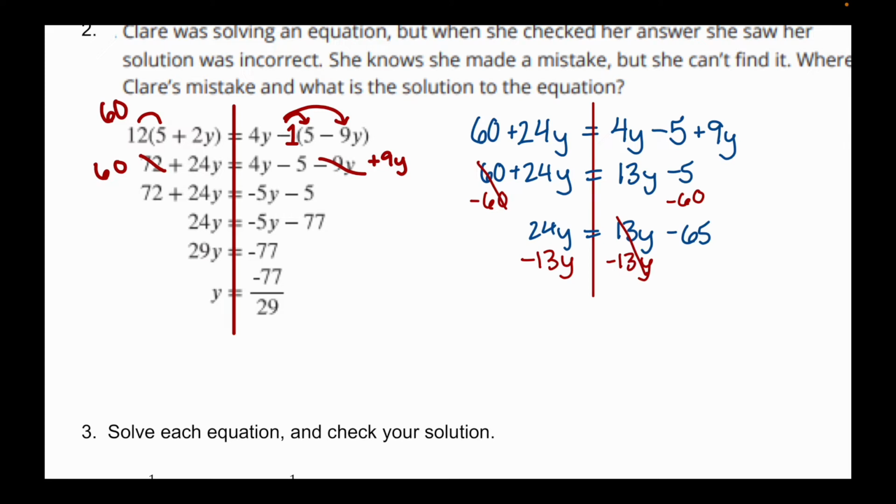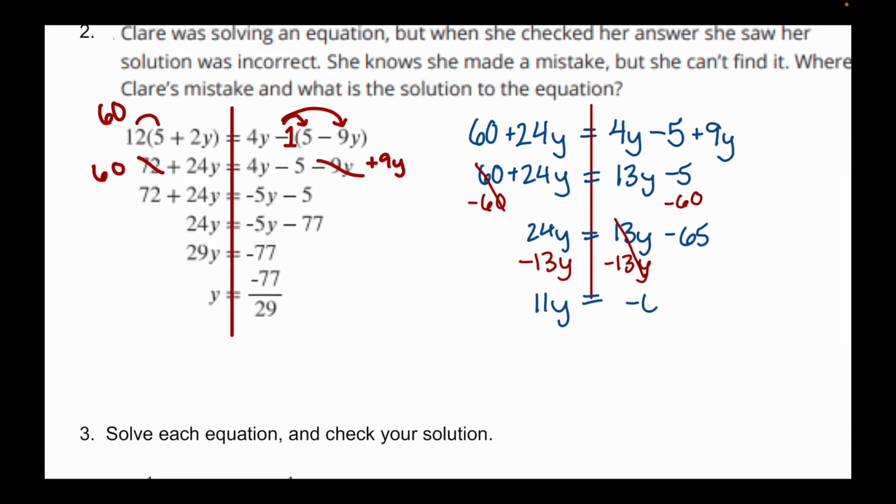So we would have 11y is going to be equal to -65. Okay. 12 times 5. Just making sure I didn't make any mistakes here, because that's very possible. And 24y. Okay. All right. So this leaves us with one last step. Divide both sides by 11.